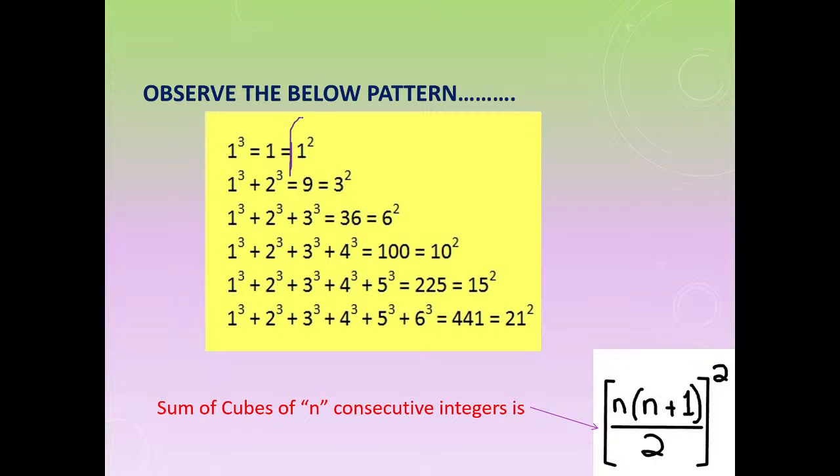Here, 1 square, 1 square, 3 square, 6 square, 10 square, 15 square, and 21 square. Now if you see, these are the numbers. All of them have squares in them. Okay.